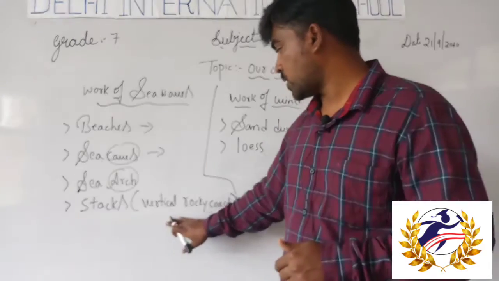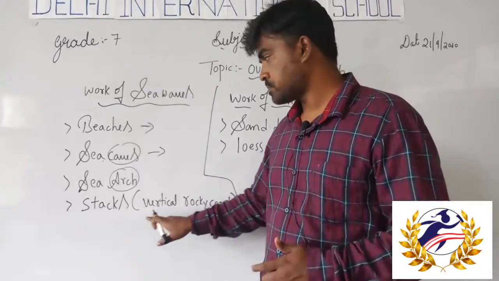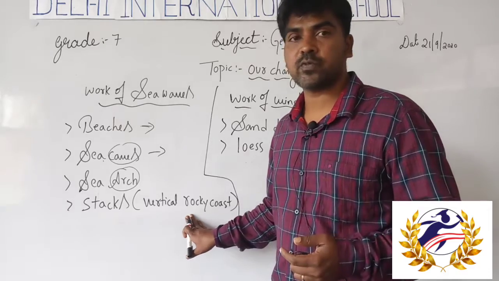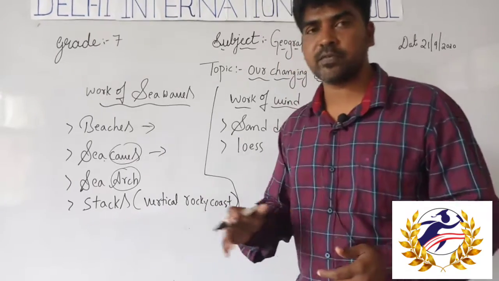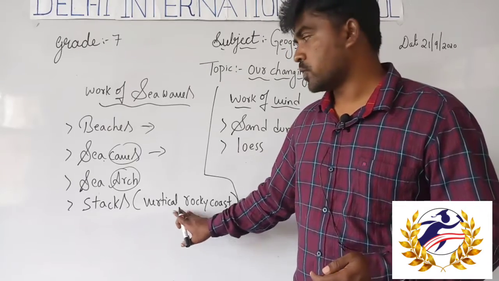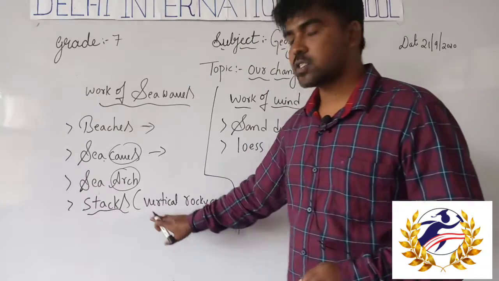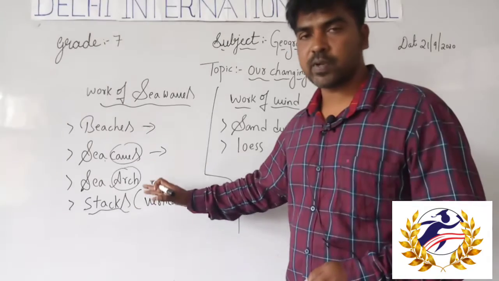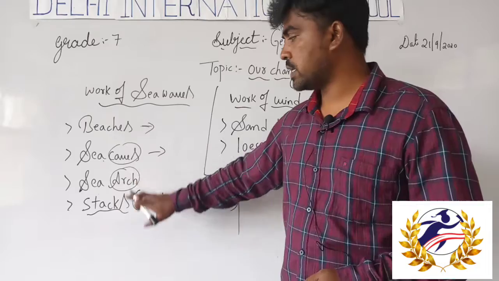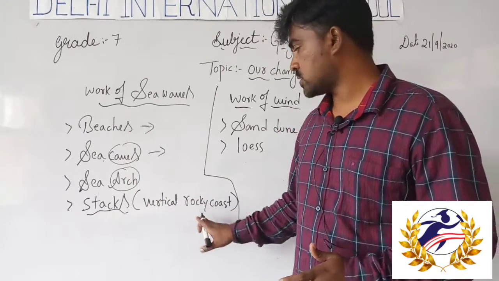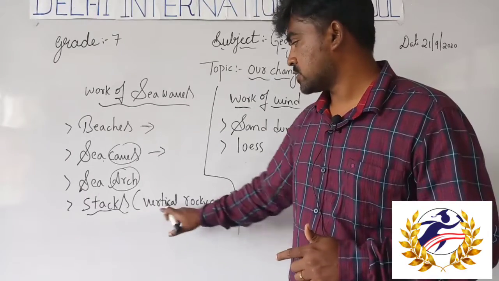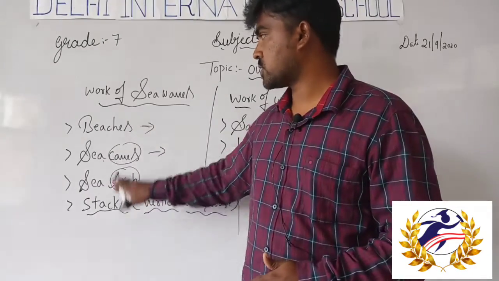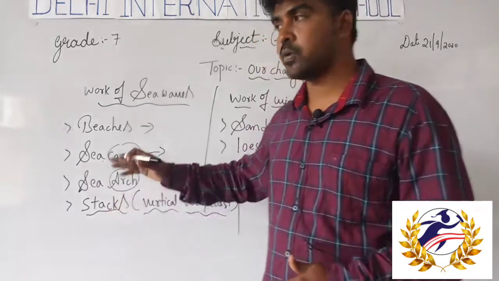Next, stacks. Stacks means vertical rocky coast. Usually, rocks won't erode easily. It will take millions of years, due to the continuous work and pressure of the water. All the sand particles and soil particles will erode away because of the work of the sea waves. Only the rocky particles will remain. Such remaining vertical rocky particles near the coastal areas are known as stacks. These are all different types of landforms formed due to the work of the sea waves.